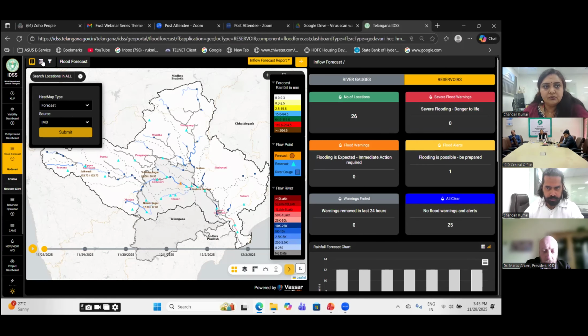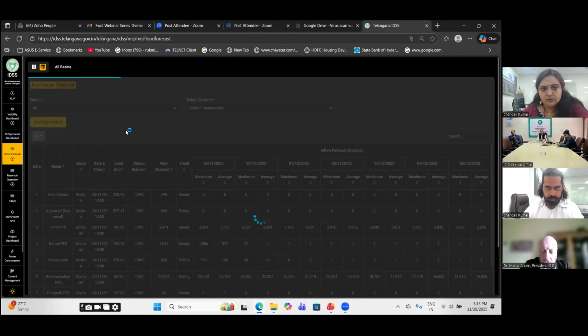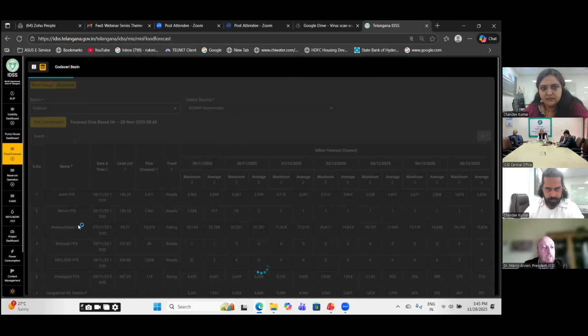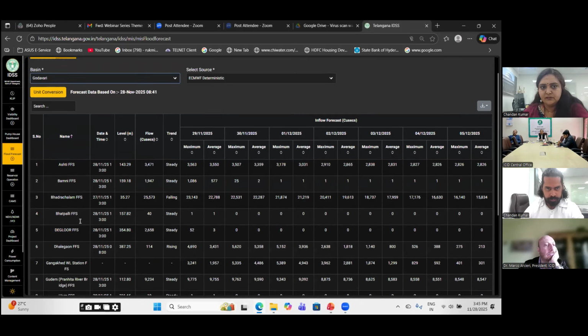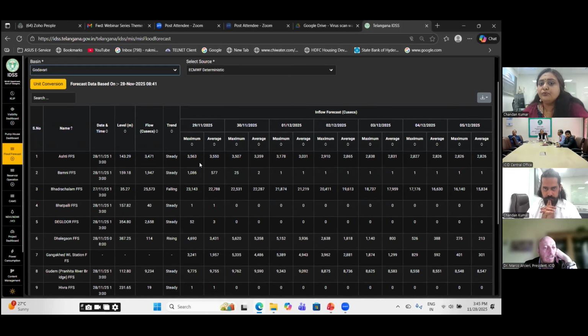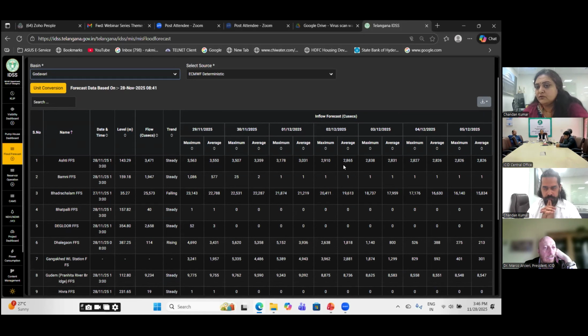Now coming to the MIS view. For example, I have taken the Godavari basin, which I was showing. We have the Krishna basin as well. The same river gauges which I have shown you in GIS view, all these things you can find over here. And today is 28th, the time and the level of those reservoirs or the river gauges, and also the trend, whether it is rising or falling or steady, and the type of forecast in that particular reservoir. That is also predicted here.